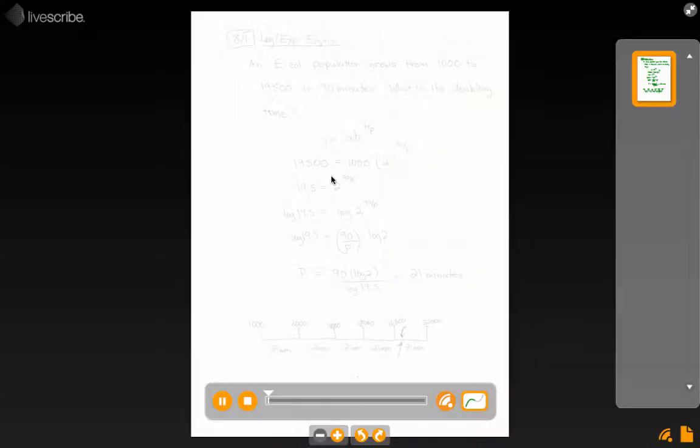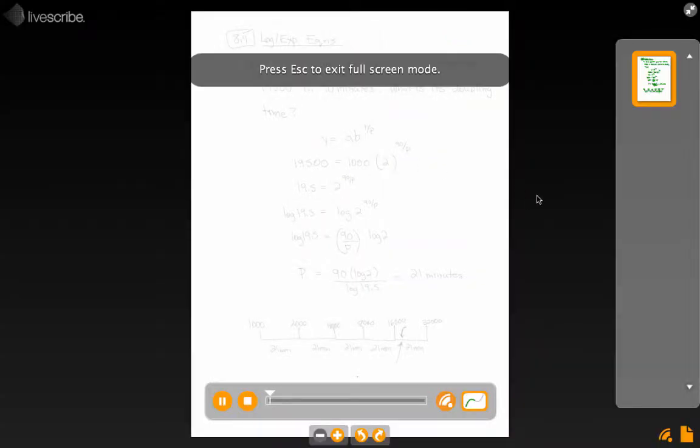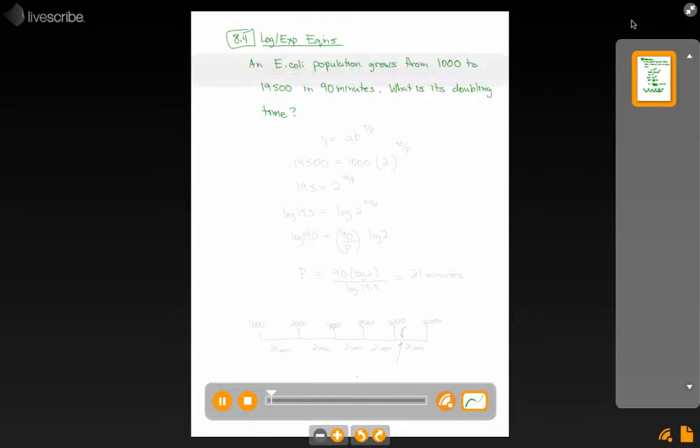This example comes out of section 8.4, log and exponential equations. Alright, so this example is quite similar to the last, except this one is growth and not decay, but we've got an E. coli population.